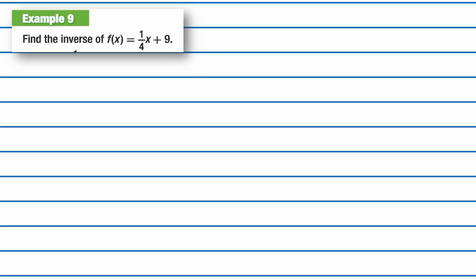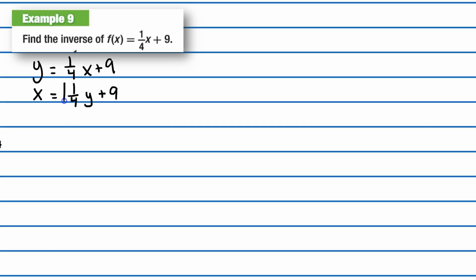Alright, now let's try and find the inverse of f of x, which is equal to 1/4 x plus 9. First step, we want to replace this f of x with y. y is equal to 1/4 x plus 9. Next step is we switch y and x. Remember it says interchange those two, so we're going to swap them. y is now x, so x is equal to 1/4 y plus 9. x became y. Now you want to solve for y.